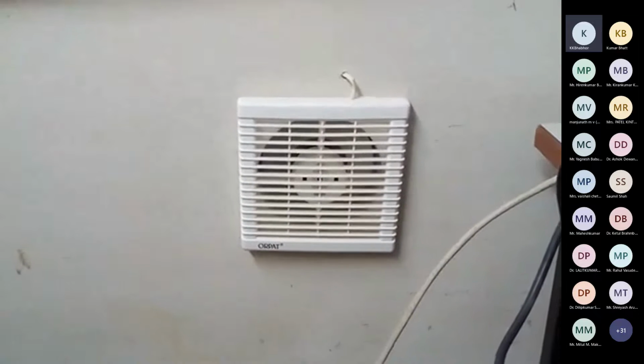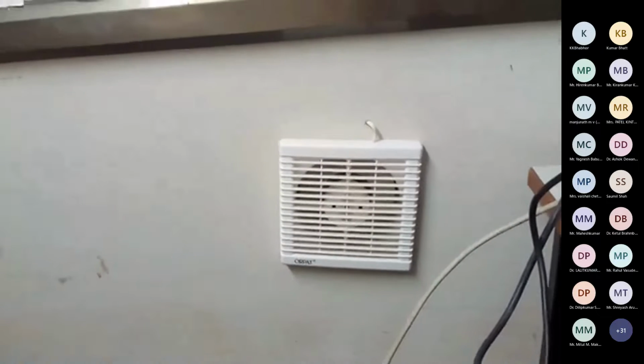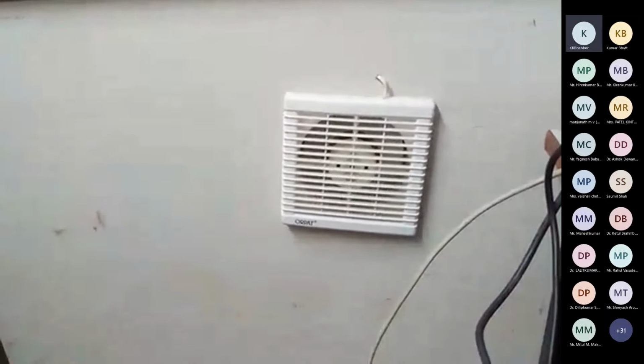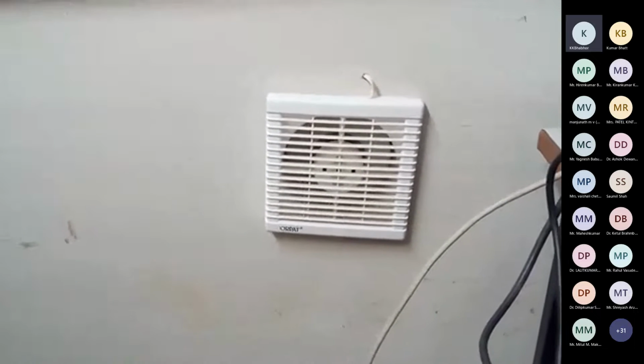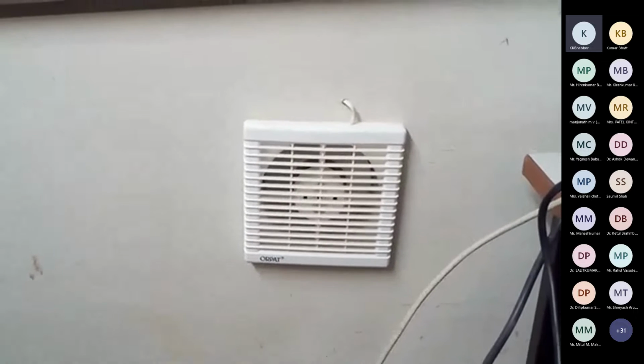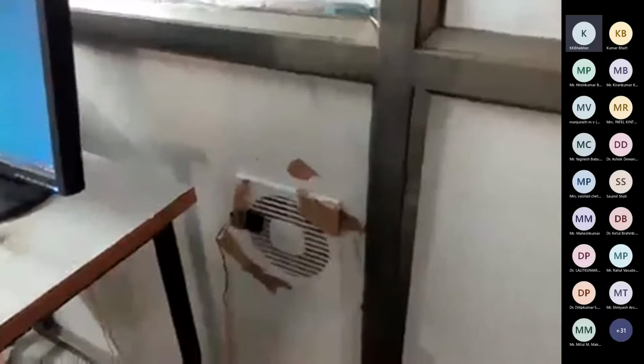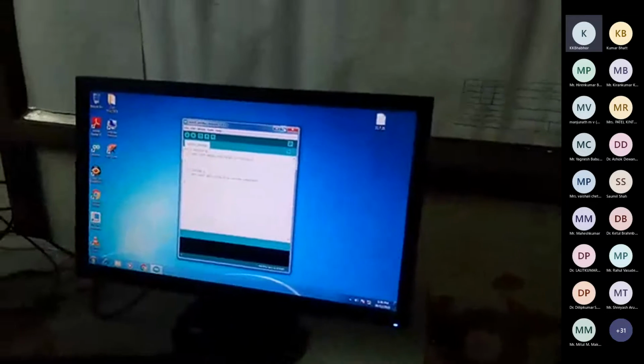Which cycle will be useful depends on the area: in a highly humid area, we can use the recirculation mode, while in a moderate zone, we can use the ventilation cycle. Right? In the recirculation mode, the same room air is reused, so it is not required. Now we can measure this on the Arduino display.